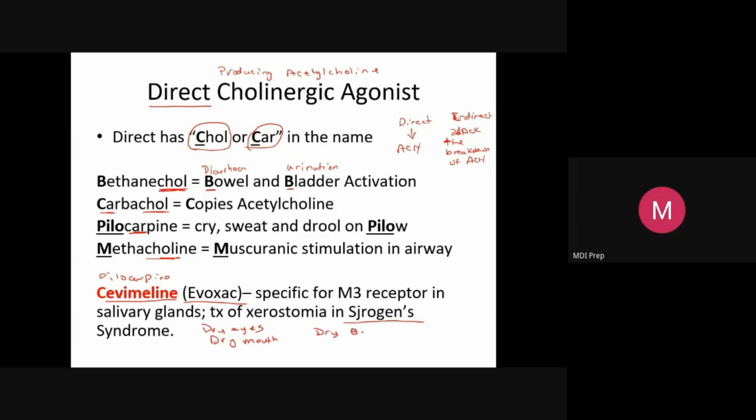And let me tell you why I say it like that. Because if you have dry bones, that's called arthritis. So one of the things you see in Sjogren's is arthritis. Dry eyes is what? Conjunctivitis. Conjunctivitis, very good. And then the dry mouth. Okay, everybody understand that? Yes, doctor.